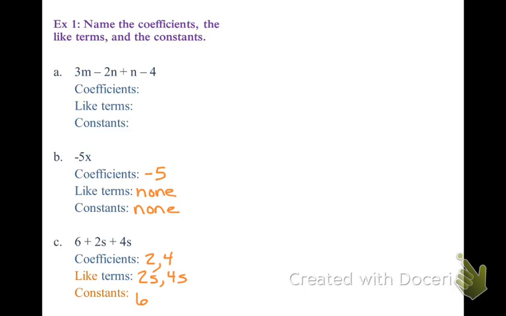All right, so here are the answers. On B, you do not have any like terms and you do not have a constant. And on C, check it out and see how you did.